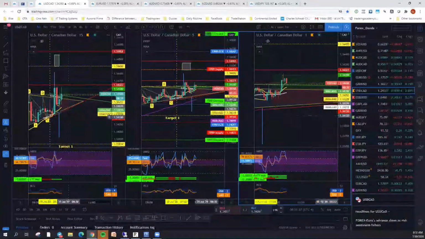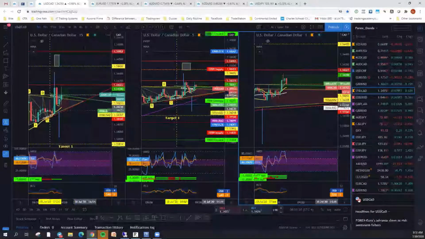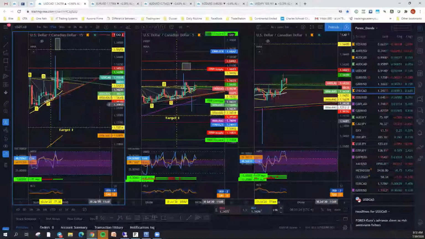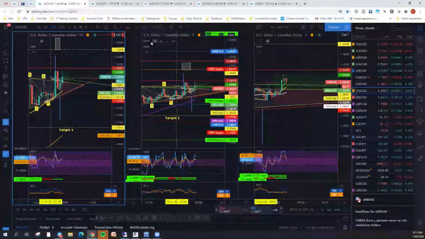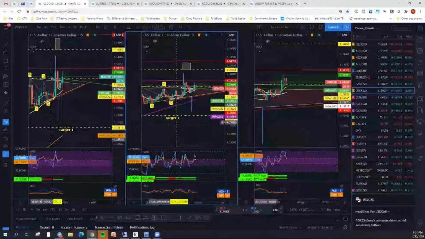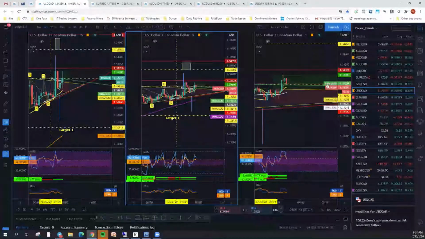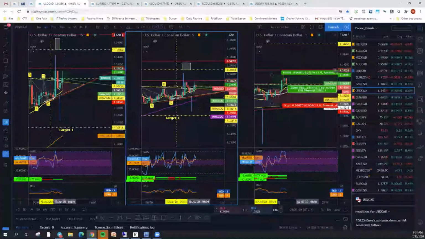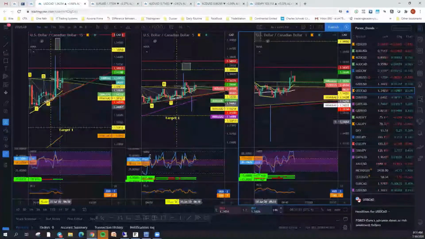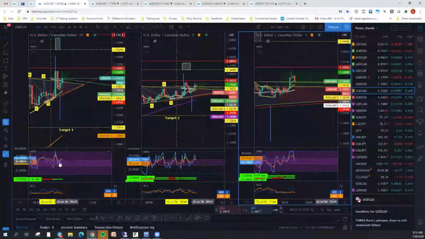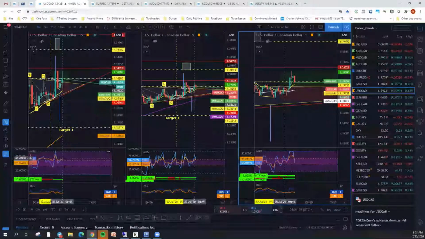But right now we have all of our moving averages in the right order on the 15-minute. We have the green, yellow, purple on the 5-minute, and we have the green, yellow, white on the 1-minute. So all the moving averages are in the right direction. Our RSIs are coming out. They're above. This one's coming out of the 60-40. They're coming out together. That's good.